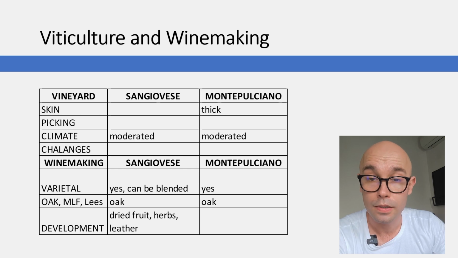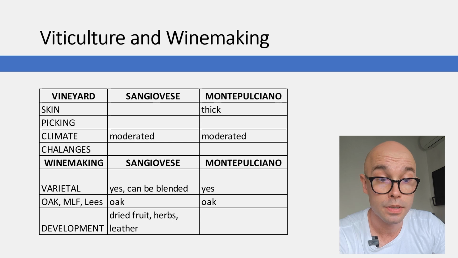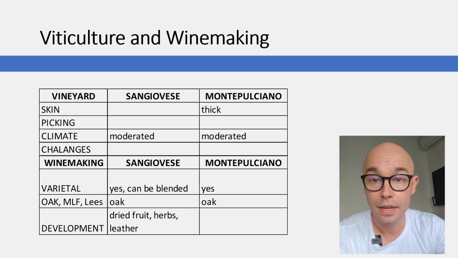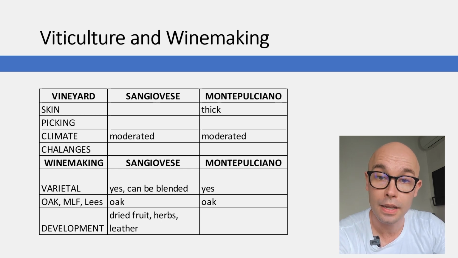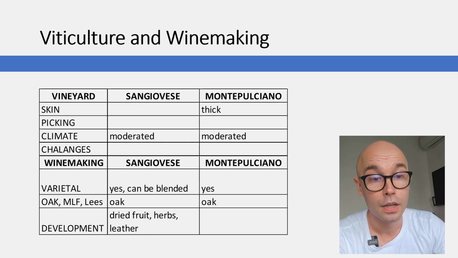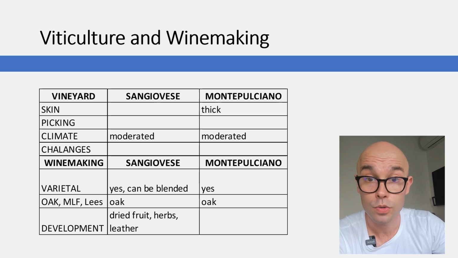Sangiovese wines can age well in oak, for wines that are meant for premium quality levels. Sangiovese can develop dried herbs and leather aromas with age. Montepulciano has a thick skin, produces wines that are high in tannin and deep in color. It also has a moderate climate in the region of Abruzzo. Usually Montepulciano wines are 100% Montepulciano in Abruzzo. It can age well, it can benefit from oak aging, it can produce simple wines, it can produce premium wines.